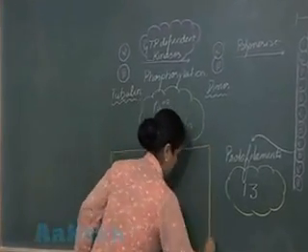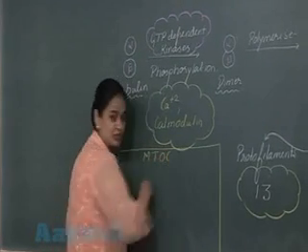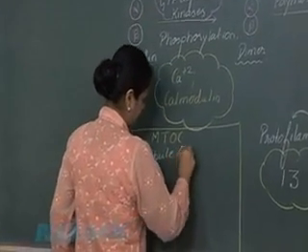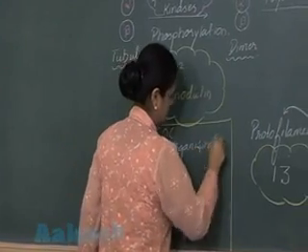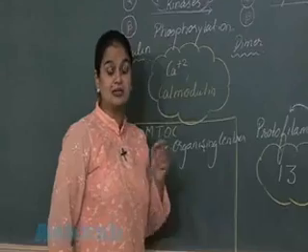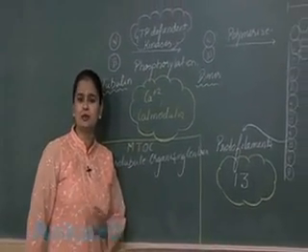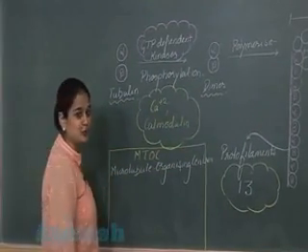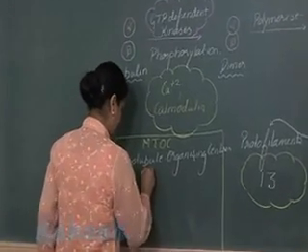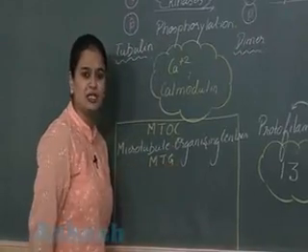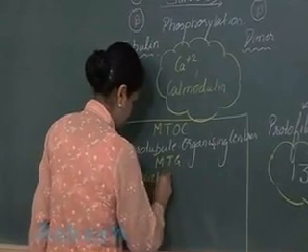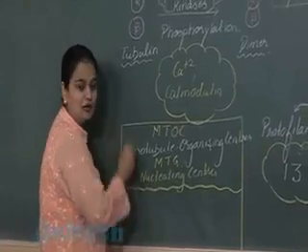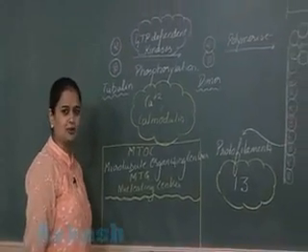MTOC. The full form is microtubule organizing centers. These are the centers, the places where there will be growth and formation of the microtubules. Another name of the MTOC is also MTG, that is microtubule generators. They are also known as nucleating centers. So these all are the alternative names of the areas where the growth of the microtubule will occur.